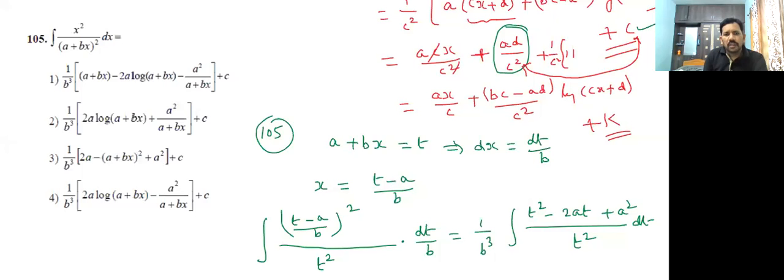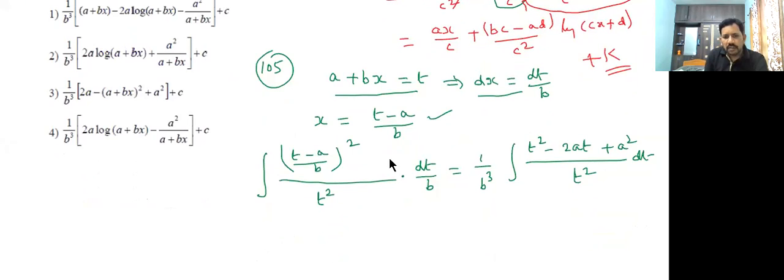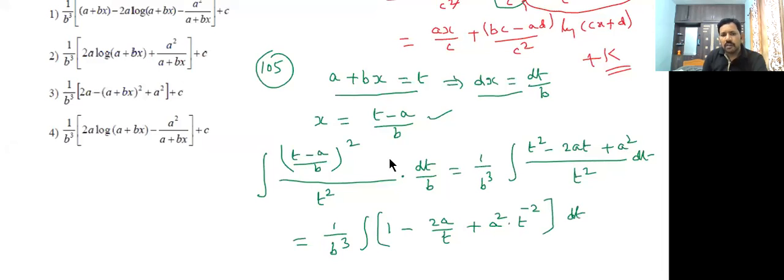See the option. a plus bx is equal to t, dx is equal to dt by b, then x is equal to t minus a by b. Those values substitute in the question. So finally, you will get like this. Now split: 1 by b cube integration t square by t square, 1 minus 2a by t plus a square by t square, that is a square into t power minus 2 dt.